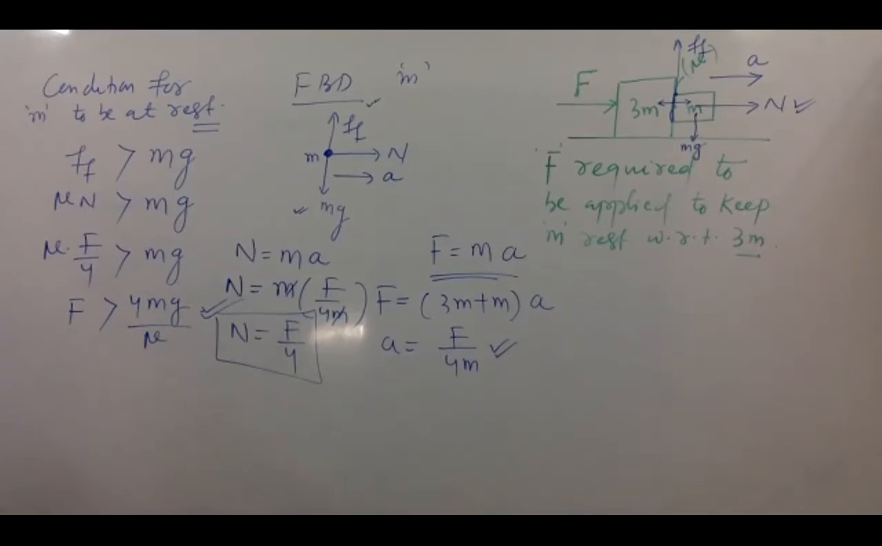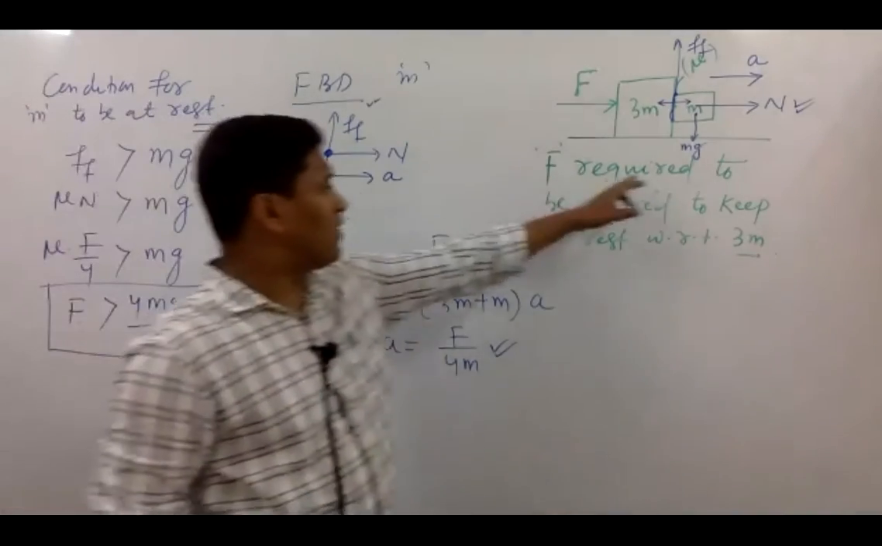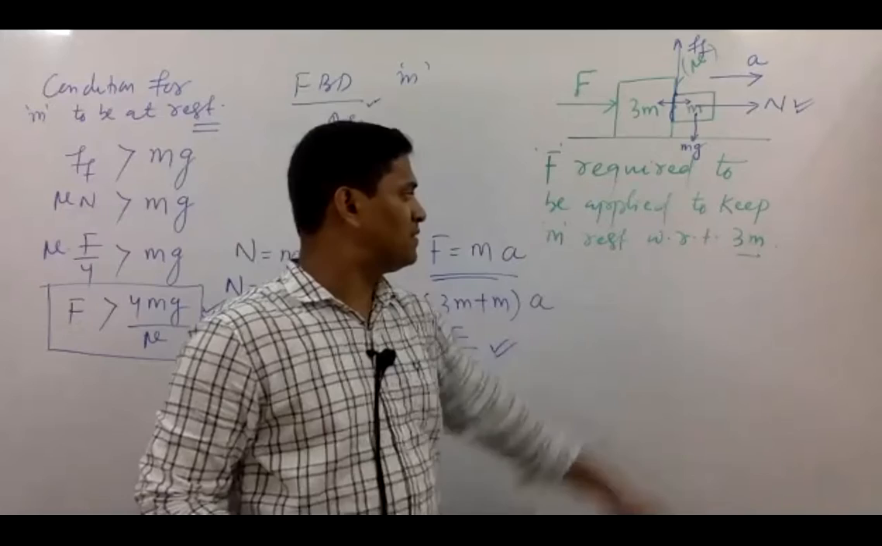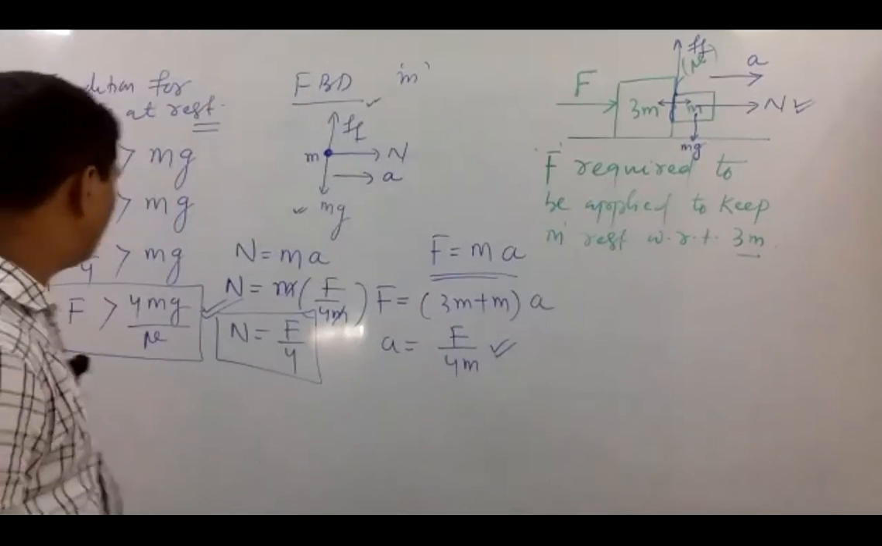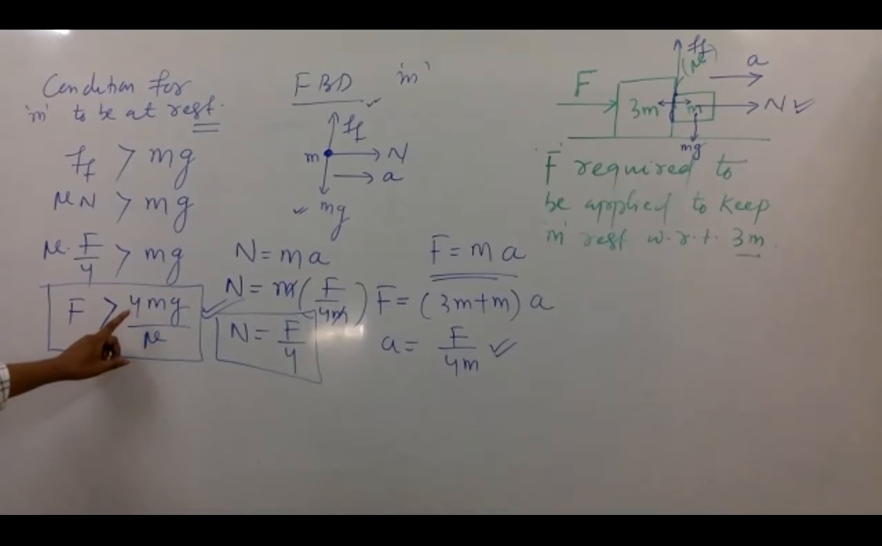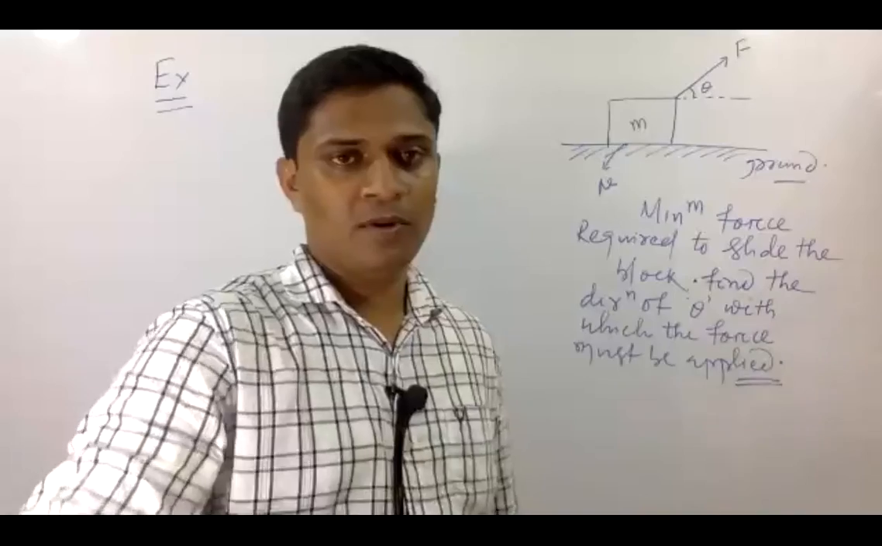So can you say this is the condition, students? The applied force, it is asking at what force is required to be applied to keep the m at rest with respect to 3m. So the applied force should definitely be greater than 4 mg by mu, correct? So this is the condition for the block to be kept at rest.